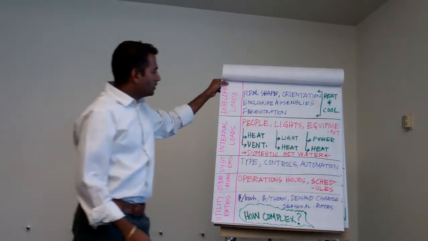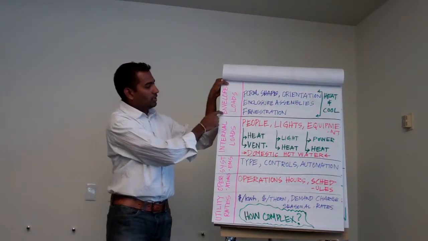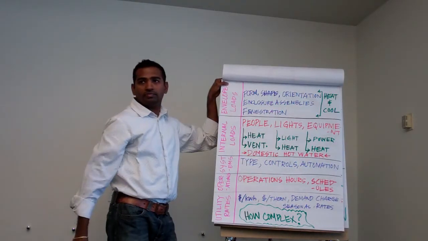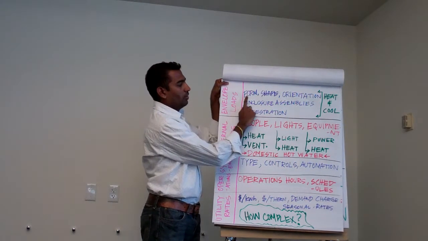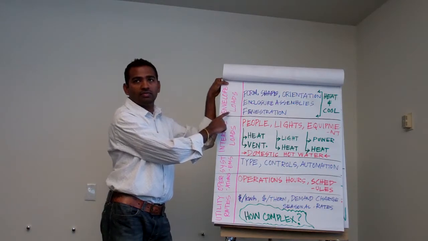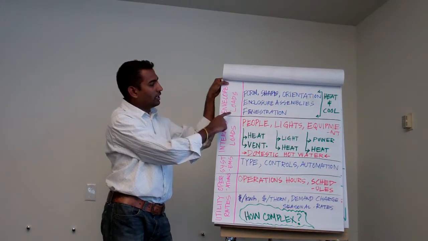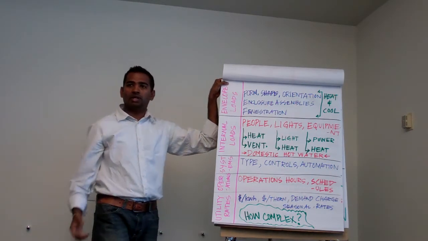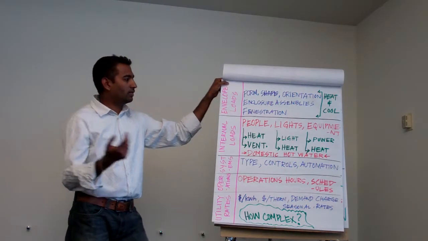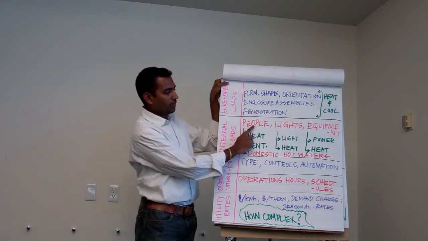Okay. So envelope loads contribute to heating and cooling, right? Form, shape, orientation, windows, fenestration, and the assemblies. What type of walls do we have? What type of roof do we have? And then internal loads, we talked about people.